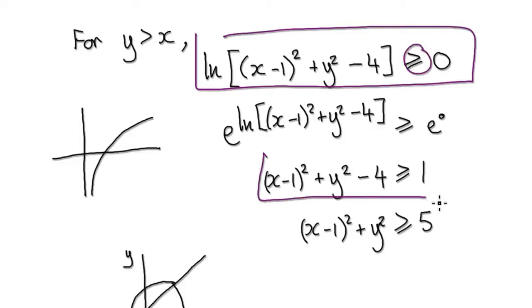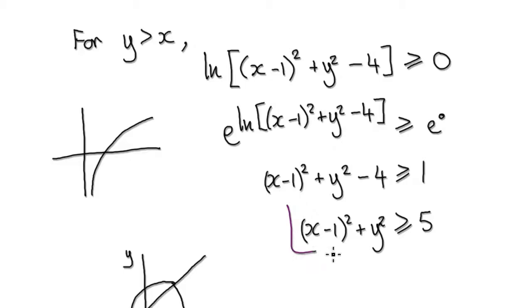So that will then take you to this, and then add 4 to both sides. That will then give you this. So hopefully you can recognize that this is a circle of radius √5, and it's been shifted across to the right by 1.